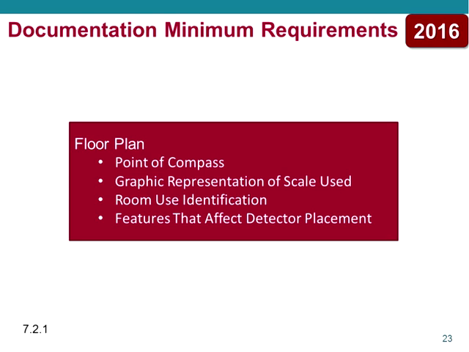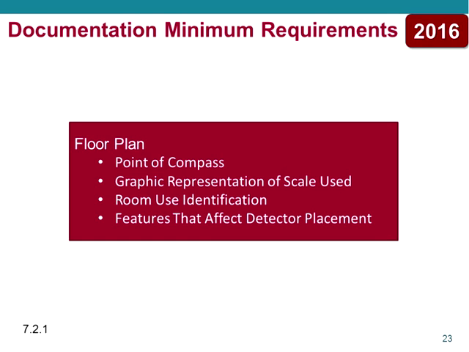We have to have scale for floor plans, otherwise we don't know if the spacing of detectors and appliances is correct. Room use identification is critical because the ADA and other codes require visible signaling in certain areas, and if they're not identified correctly, then we don't meet the code or the ADA properly.